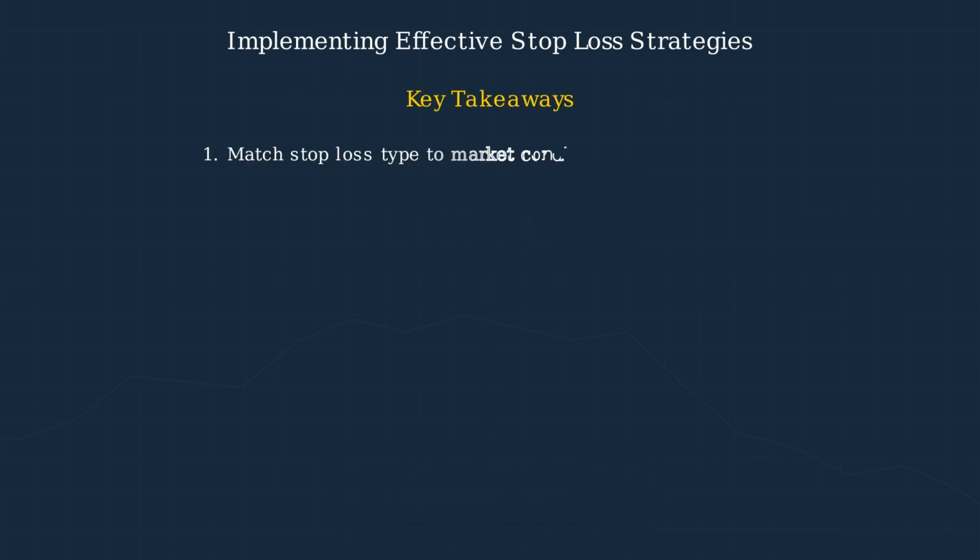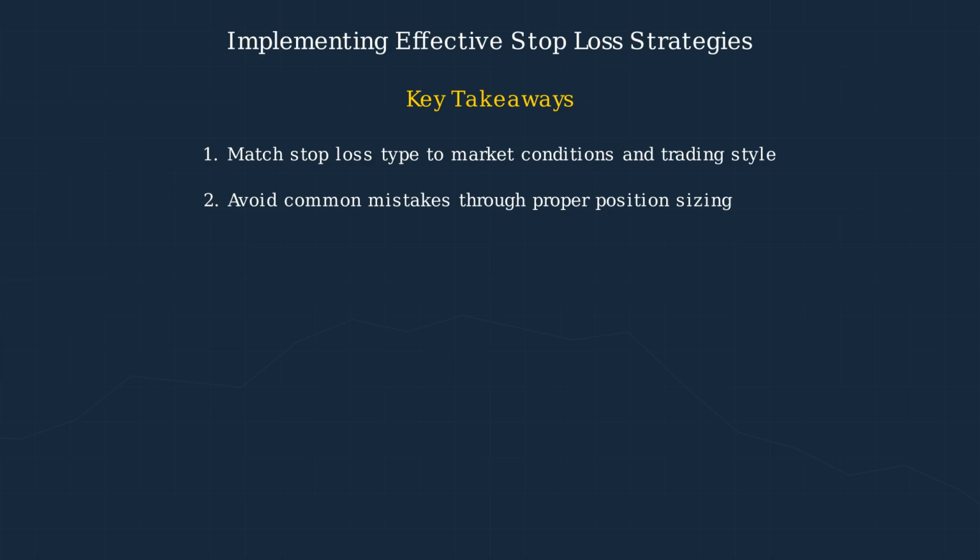To summarize the key points about implementing effective stop-loss strategies, match your stop-loss type to both market conditions and your trading style. Avoid common mistakes through proper position sizing and predefined rules. This maintains discipline even during emotional market conditions. Always backtest thoroughly before implementing any strategy in live trading to validate its effectiveness across different market environments.